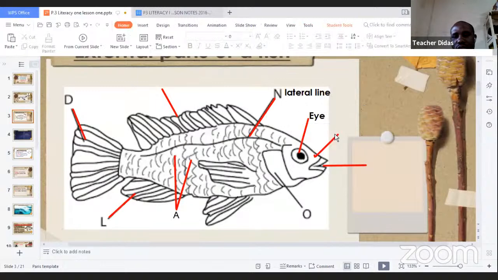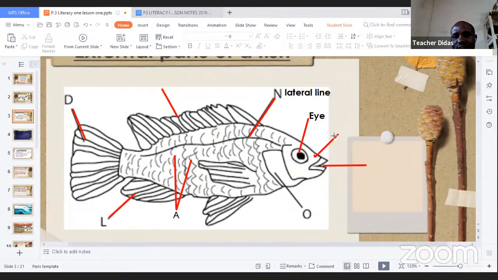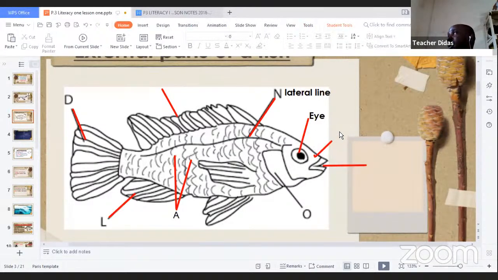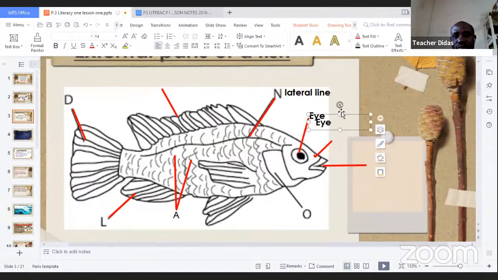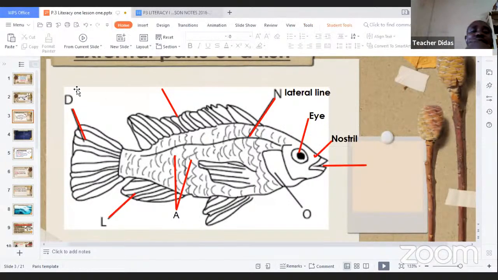We can go on. I've told you there is a part here, and we shall name it and call it the nostril. It's called the nostril. The part here is called the nostril, okay? Let me give a chance to someone. What name is given to the part next?